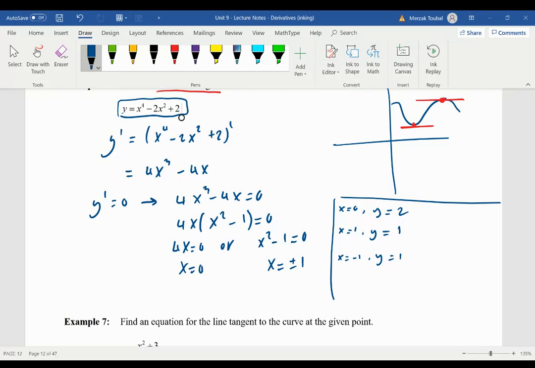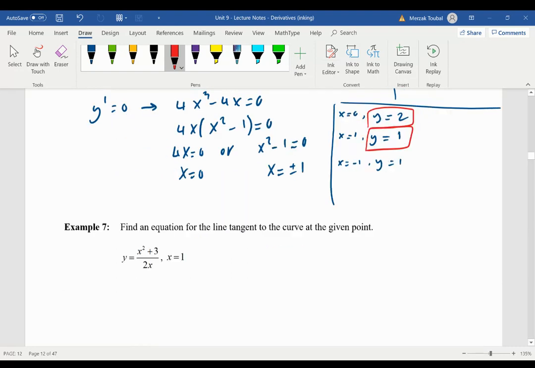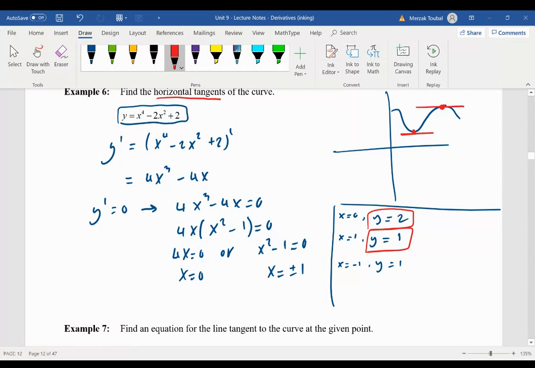So we have two horizontal tangents: y equals 2 and y equals 1. It looks like I did a random graph, and this could be a 1 and 2 by chance.